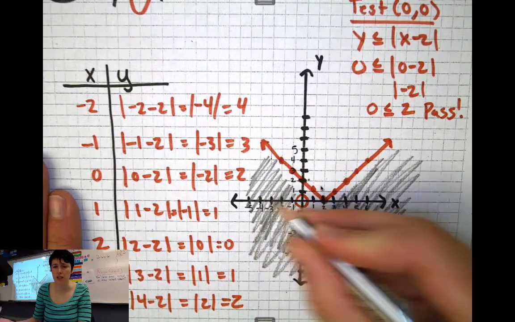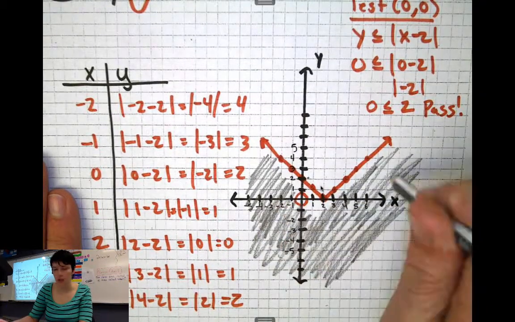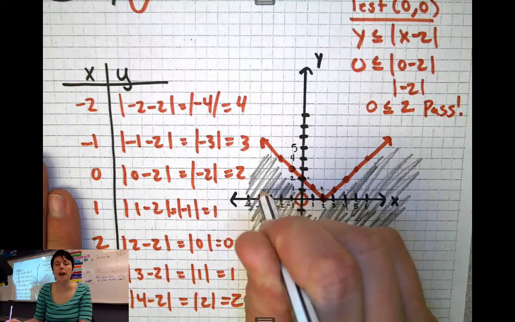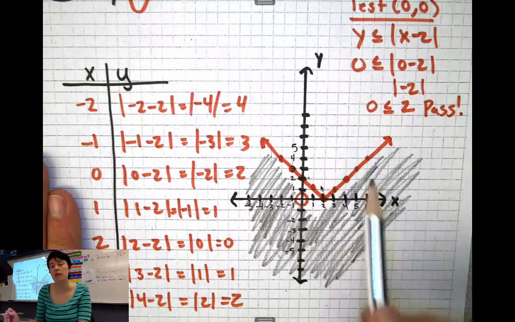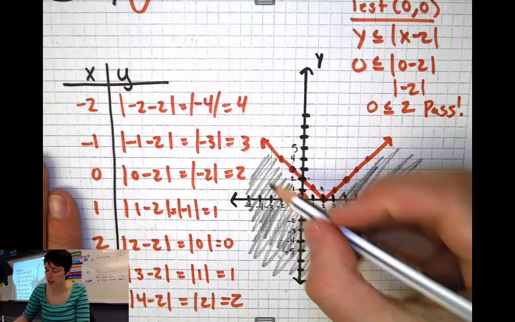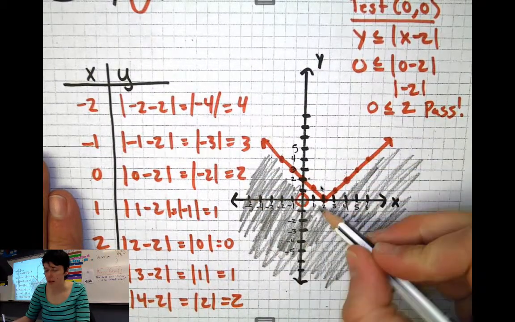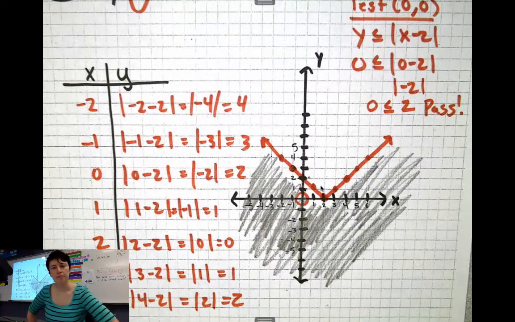And what that truly means is any point I select out here will always pass in this equation. Any point I select inside the V will always fail. So that kind of is what this represents. And then there's your solution.